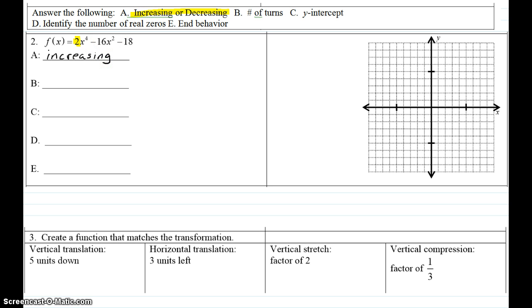Now let's look at the number of turns. And so the number of turns is determined by the highest degree. And so it's 4 minus 1. And so that means at most we're going to have 3 turns.